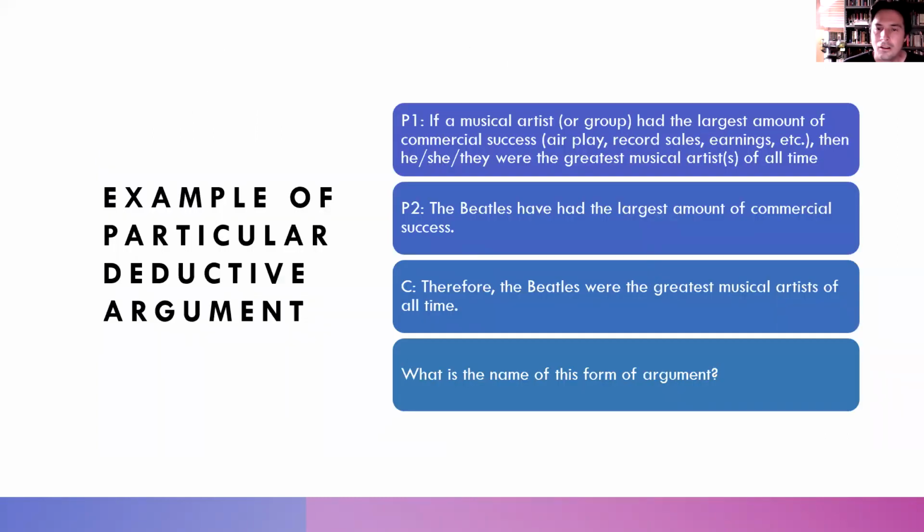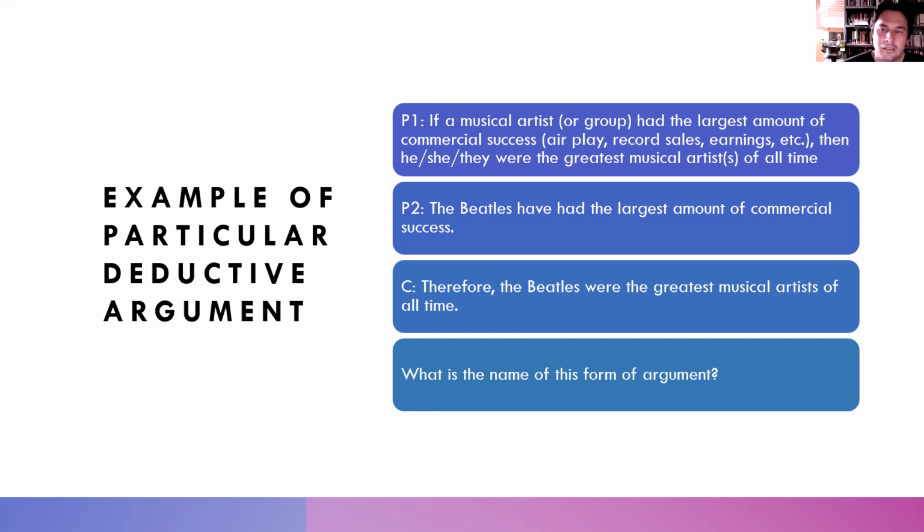And so we're going to look at an argument that the book gave. It says, if the musical artist or group had the largest amount of commercial success, airplay, record sales, earnings, etc., then he, she, they were the greatest musical artists of all times. That's premise one. Premise two says the Beatles had the largest amount of commercial success. And then the conclusion: therefore the Beatles were the greatest musical artists of all times. Just for fun, what's the name of this argument form? That's the deductive logical form of modus ponens.